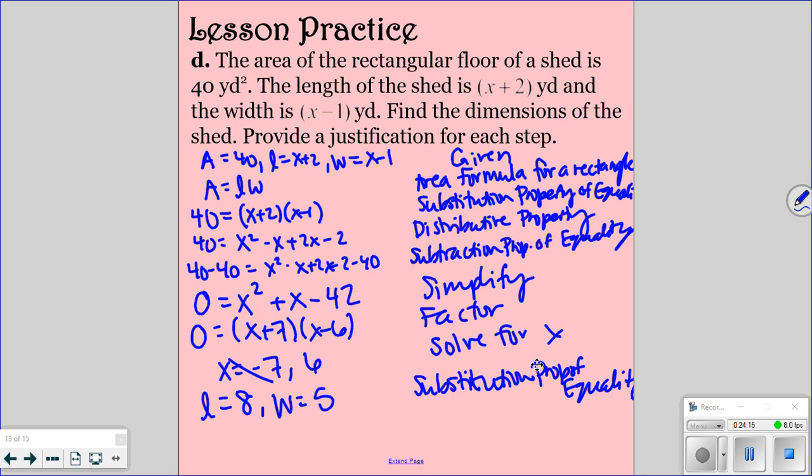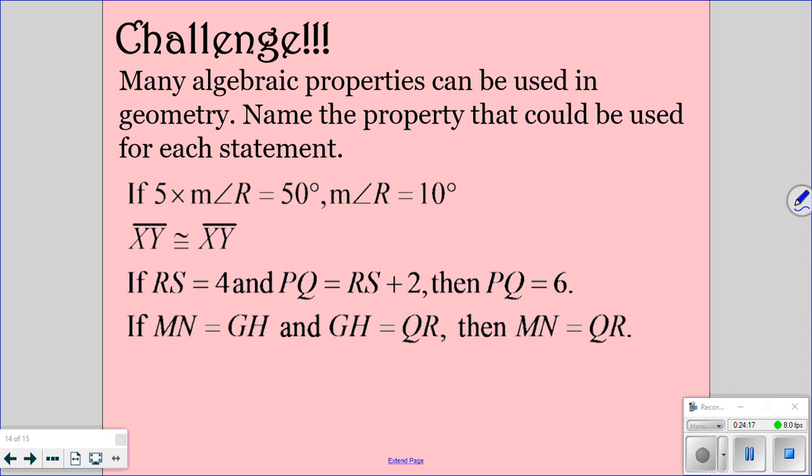Okay, we're going to look at the challenge question for today. We want to name the property that could be used for each statement. So y'all try and name those, and then after y'all have given it a shot, unpause the video and I'll go over them. So for the first one, if 5 times the measure of angle r equals 50 degrees, the measure of angle r is 10 degrees, that would just be the division property.